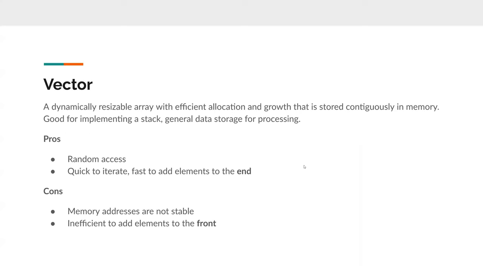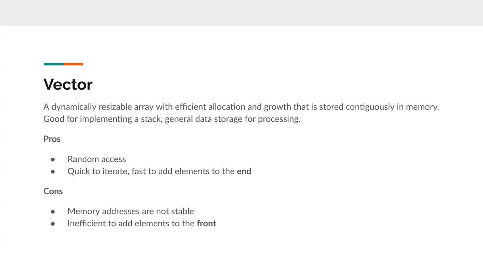Okay, so let's look at the first and most basic collection in Rust. So we have the vector. Which is a dynamically resizable array that has an efficient allocation and growth. It's stored contiguously in memory, and it can be good for example, as a stack, general data storage and processing, and it also should be your default collection when you just need to store multiple elements.